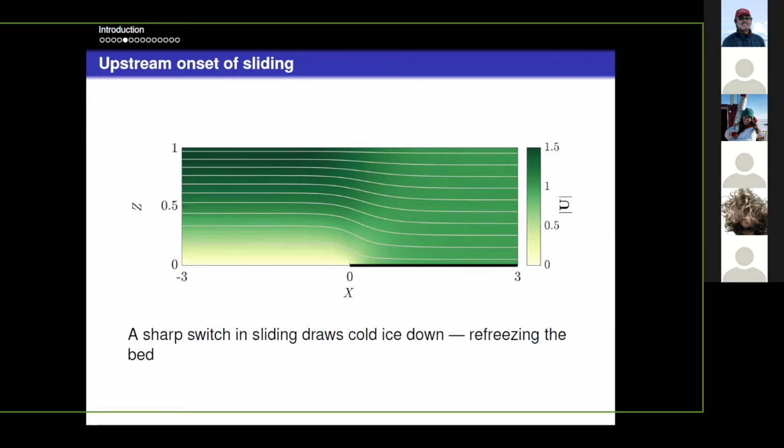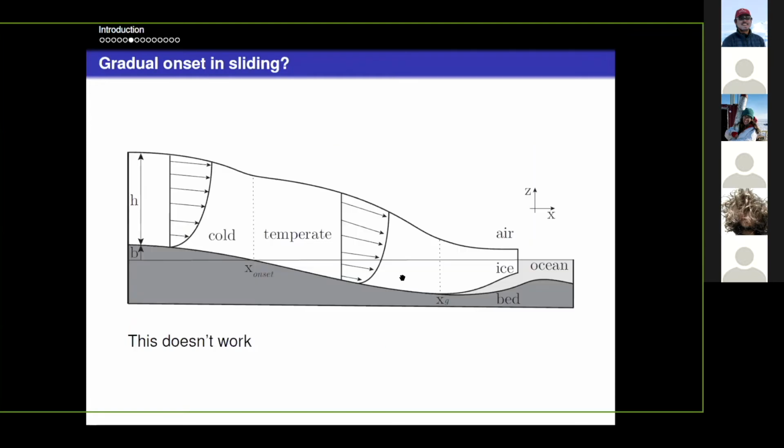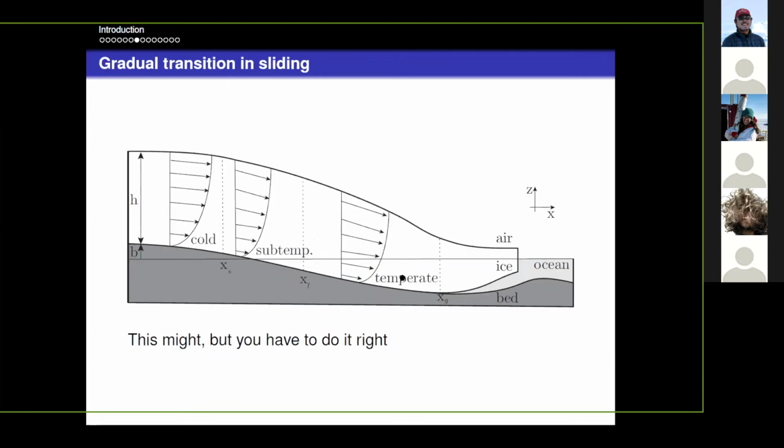That issue has nothing to do, incidentally, with whether you have higher order stress representations, as modelers tend to get excited about, or not. The solution you see here is computed with what modelers call a full Stokes model. It's simply an artifact of switching on sliding abruptly. So this doesn't work. What may work is a somewhat different approach, where you say that sliding starts continuously at temperatures below the melting point. That may work. You have to do it right.